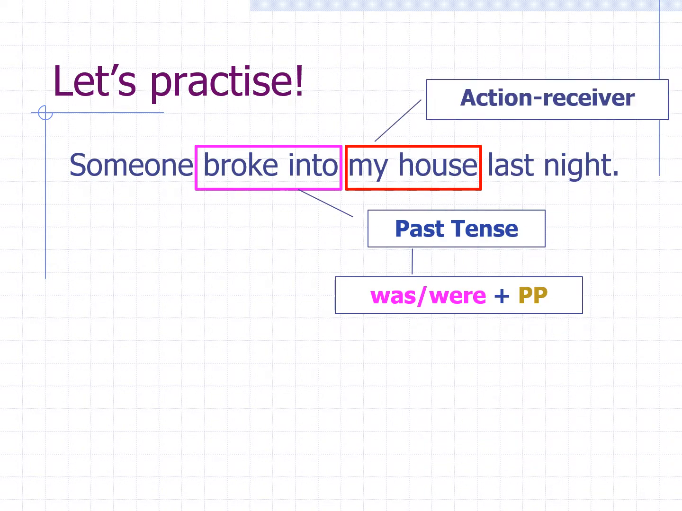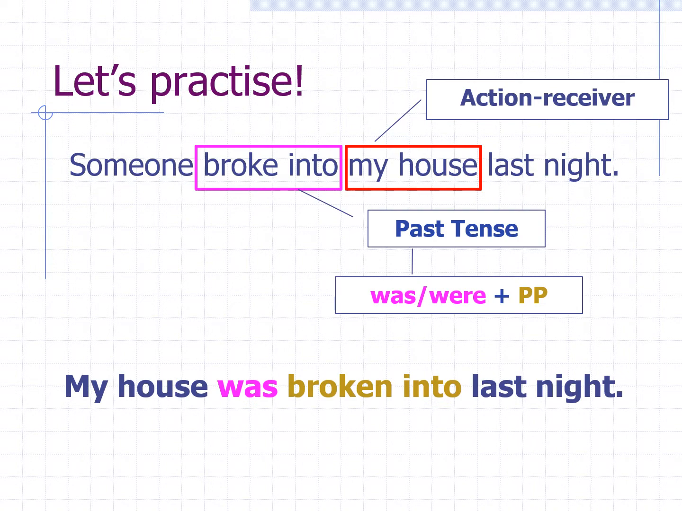Do you know how to form the passive voice sentence? Yes, that is, my house was broken into last night. The new subject would be my house, the action receiver. We move it up to the subject. And then the active verb broke into, we change it into a passive verb, which is was broken into.